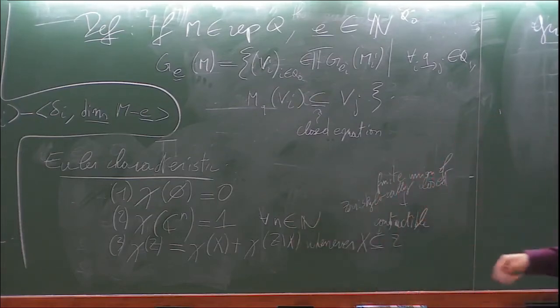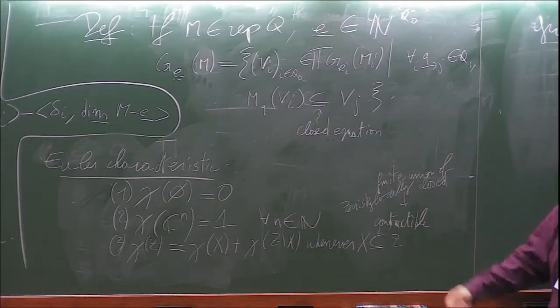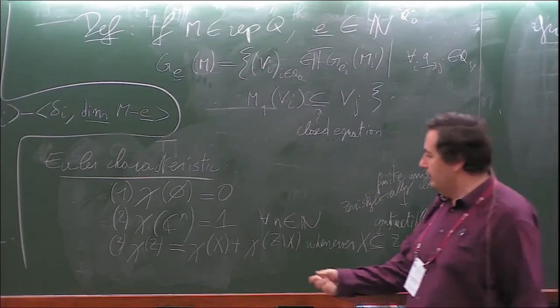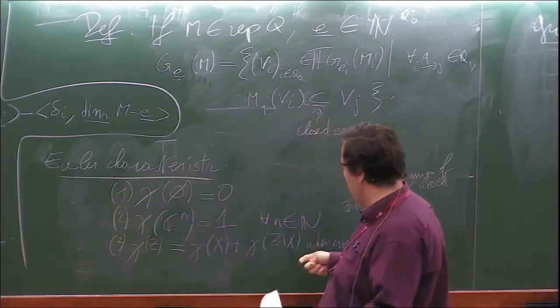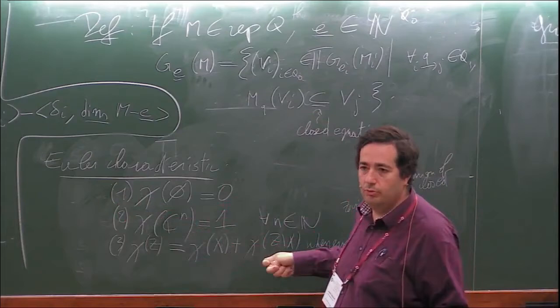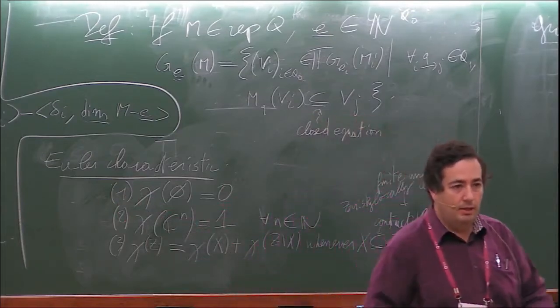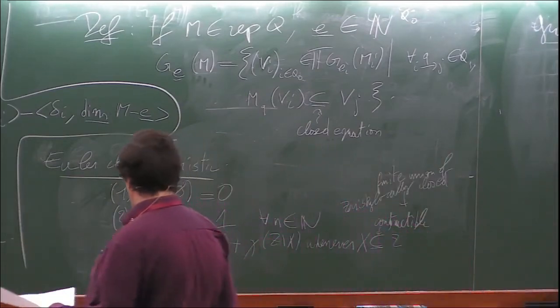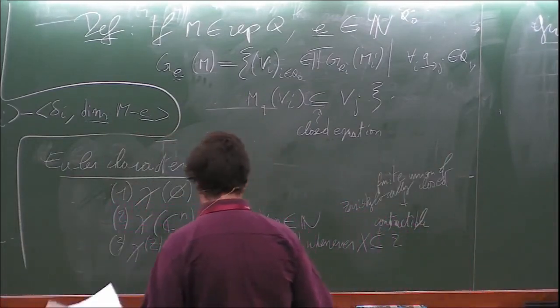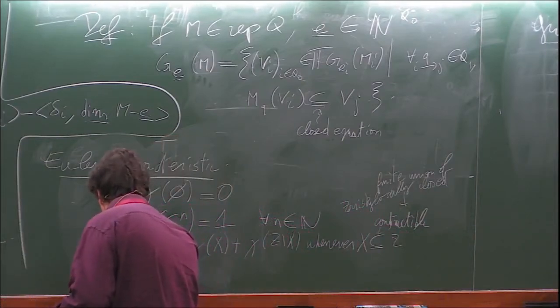Okay, you want to at least have that in your toolbox to be able to do things. So what it means is that each time V is the union of two constructible things, because according to what I just said, if X is constructible, V minus X also is, then you can compute the Euler characteristic just by splitting like that.